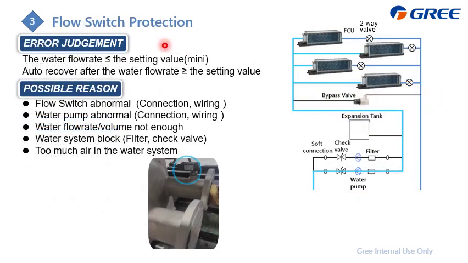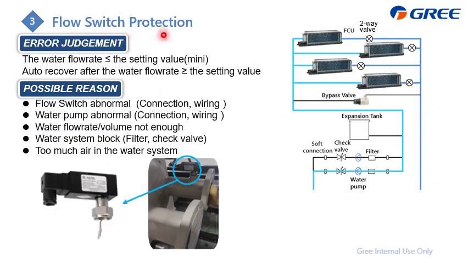Next, we will go to the flow switch protection, and here is the error judgment. The water flow switch is located at the water outlet, and when the detected water flow is less than the preset value, it will trigger this error.